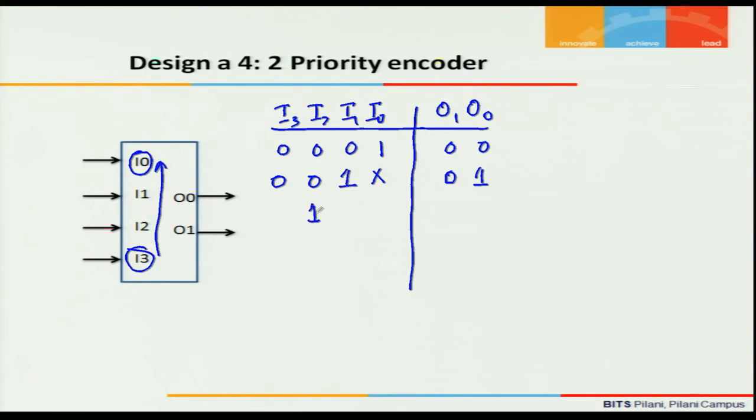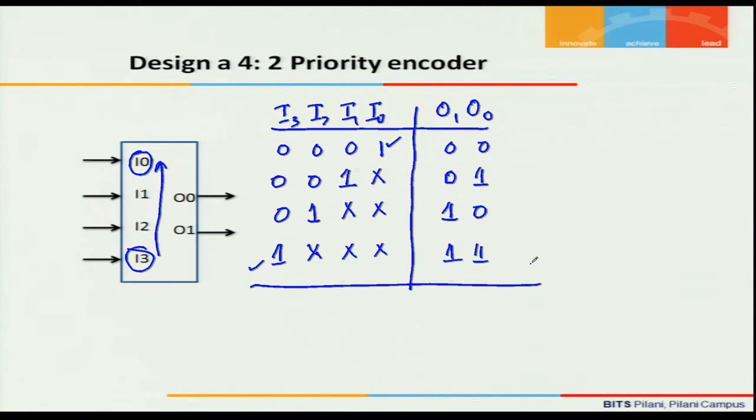If I2 is 1 and I3 is 0, irrespective of what is at I1 and I0, the pattern we get here is 1 0. And if my I3 is 1, irrespective of what is at I2, I1 and I0, the pattern is going to be 1 1. That means I3 gets the highest priority and I0 gets the lowest priority. So we get the function of a 4:2 encoder defined like this. Depending on the inputs and the priority of the inputs, we get a corresponding bit pattern at the output.